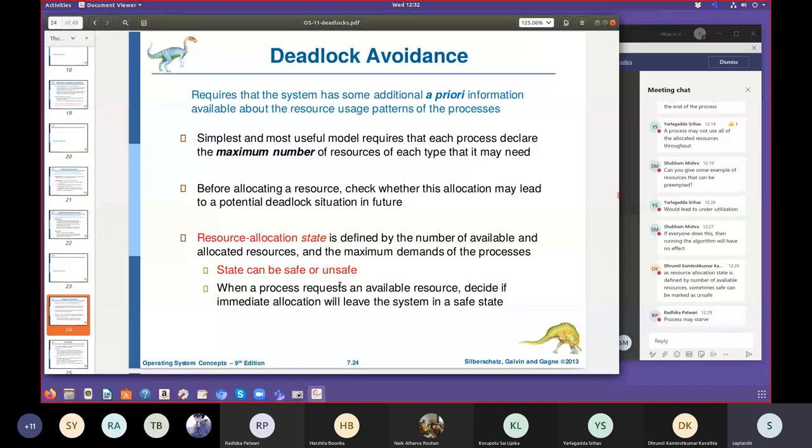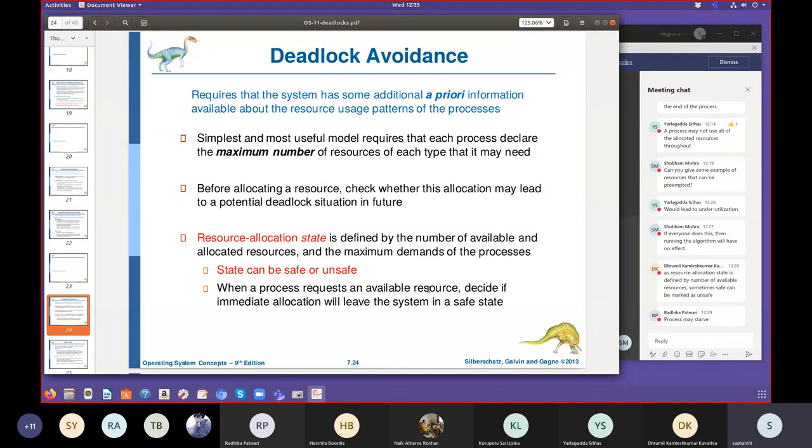Now a state may be safe or unsafe, right? When a process requests an available resource, decide if immediate allocation will leave the system in a safe state. This is what I was explaining. When a process is asking for a resource, the OS has to decide if it should immediately allocate that resource to the process. And it will do so only if, even after allocation, the system remains in a safe state.